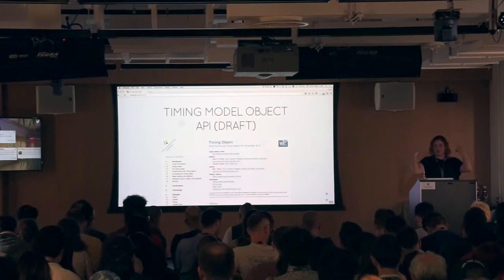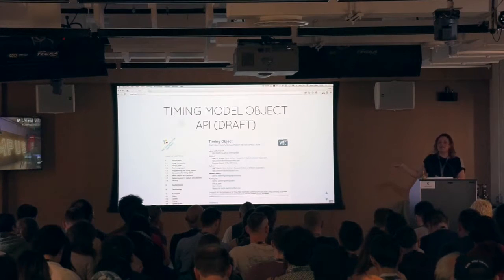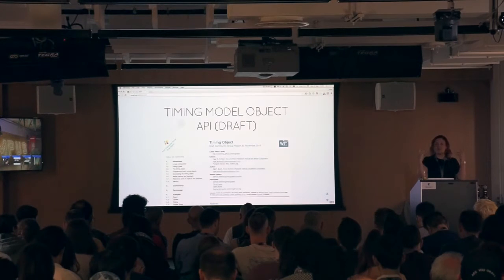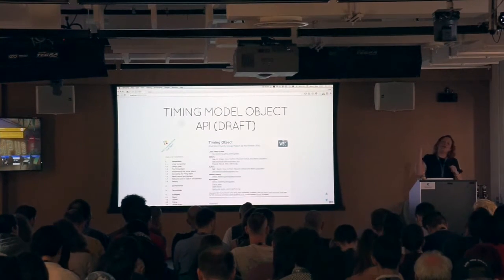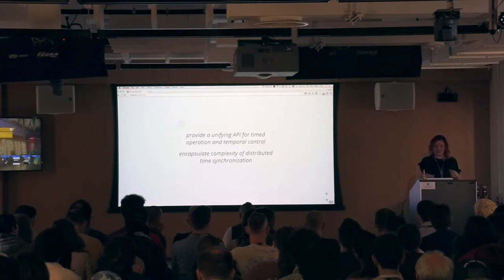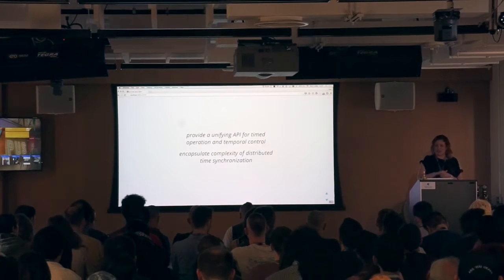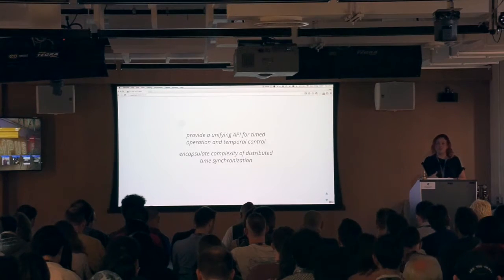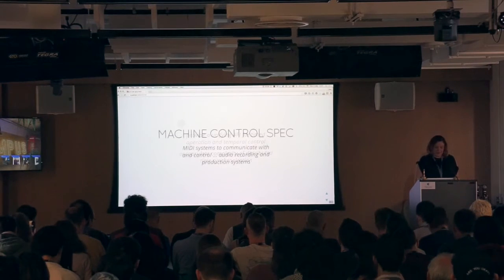Like the real-time stuff that we do with WebSockets, I'm trying to do with you now. If we have this, which is an object which you can instigate at the beginning of your app, then you can time stuff perfectly. I don't know how they're going to implement it, but it might work. I could probably get all your phones to ring at the same time, right? There's a couple of quotes to help you: provide a unifying API for time operation and temporal control, and encapsulate complexity of distributed time synchronization. It's a really, really interesting draft, and I think you should go and read it.